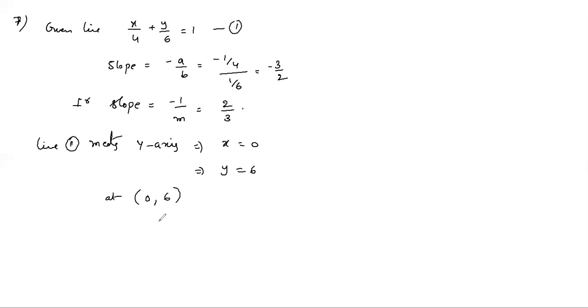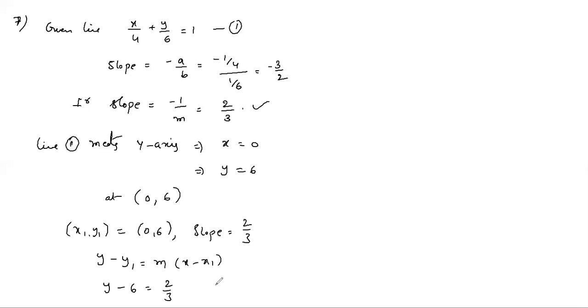What is the point of intersection here? Where the line meets the y-axis at (0, 6). So point (x1, y1) is (0, 6), and the slope, we have to take the perpendicular slope, that is 2 by 3. So point-slope form: y minus y1 equals m into x minus x1. So y minus 6, slope is 2 by 3 into x minus 0. So 2x minus 3y plus 18 equals 0.